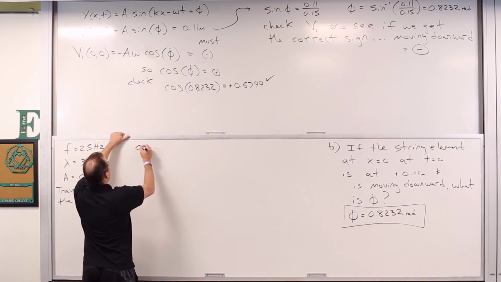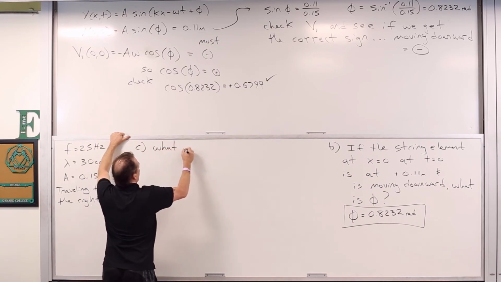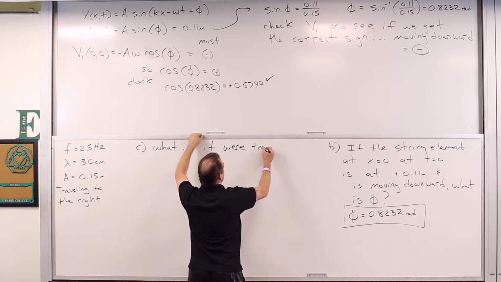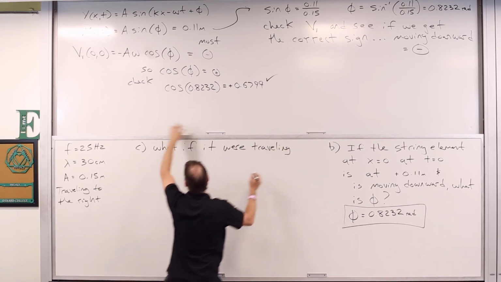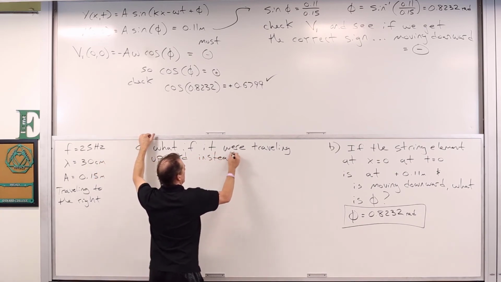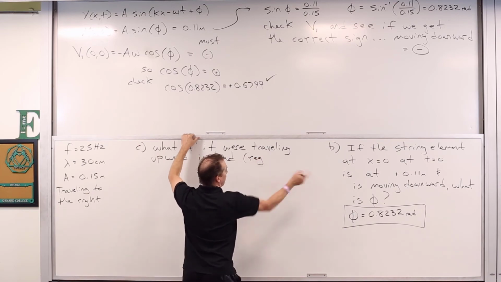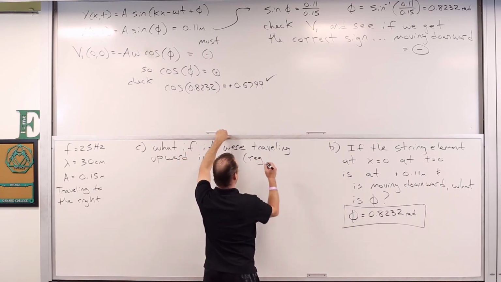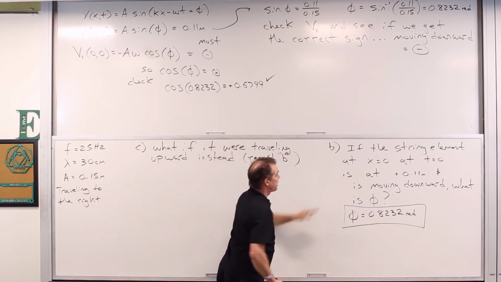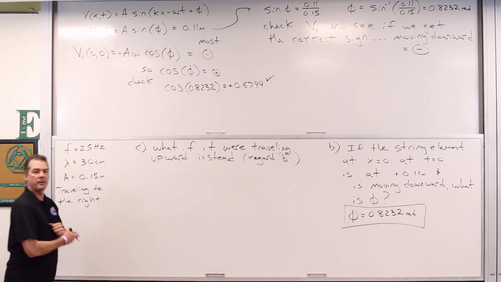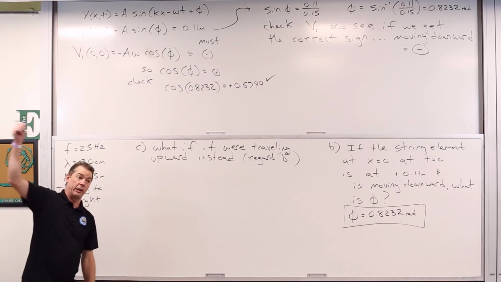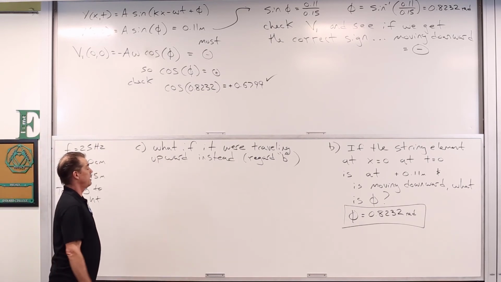All right, so what if it were traveling upward instead? This is regarding part B. So instead of traveling downward, we say, hey, it's traveling upward. What's the phase constant then? Well, it can't be that phase constant, because that phase constant gives us that it's traveling downward, right? We just checked it.